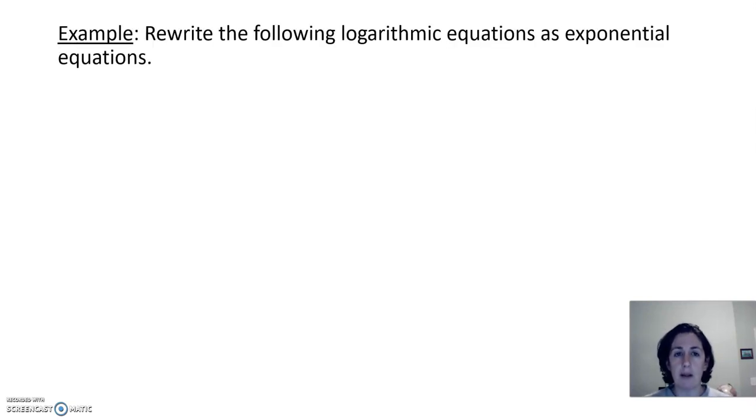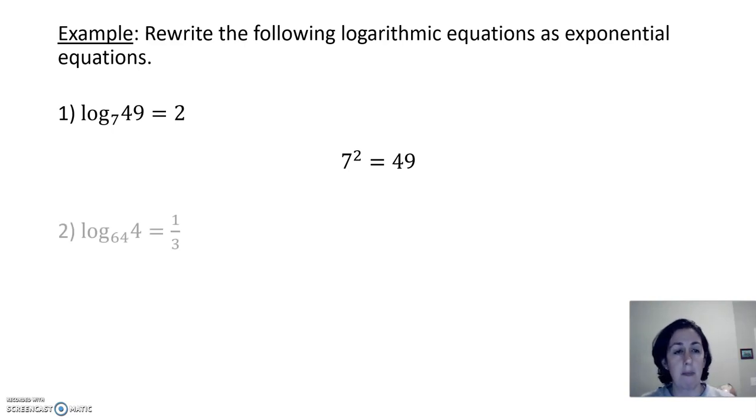Now let's go the other way. Let's write our logarithmic equations as exponential equations. So if we had log base 7 of 49 equals 2, remember the base of your logarithm is the base of the exponential expression. The logarithm equals the exponent, and you take the logarithm of the result of taking this base raised to this exponent. So 7 squared equals 49, which you can check. 7 times 7 is 49, so you did write it correctly.